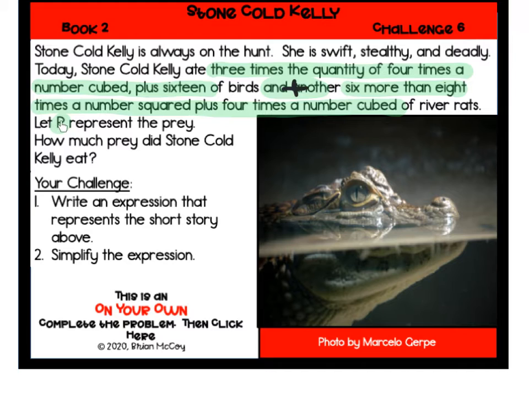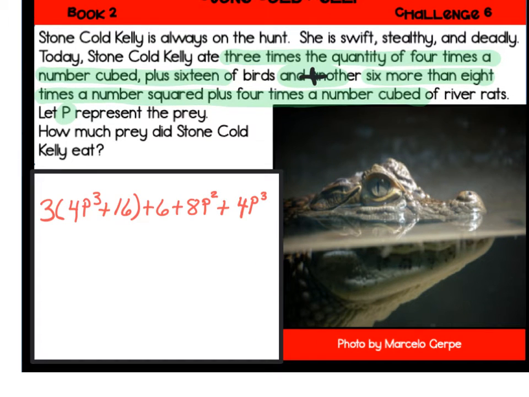And then we're going to let P represent all of the numbers. So anytime you see a number, we're going to represent those numbers with P. All right, let's make some room and start writing our expression. Here we have it: 3 times the quantity of 4p cubed plus 16, plus 6, plus 8p squared, plus 4p cubed.